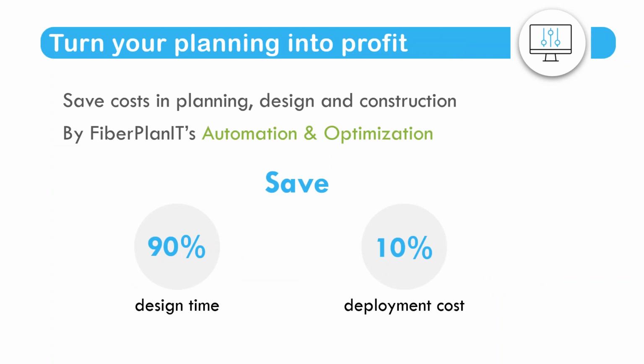Now, that's why we have FiberPlanIT, where we use automation and optimization algorithms to save you time during the design, during the deployment, and save you costs as well. So come up with cheaper designs, more uniform designs which are easier to deploy. So during all the different stages you can save time and money with FiberPlanIT.